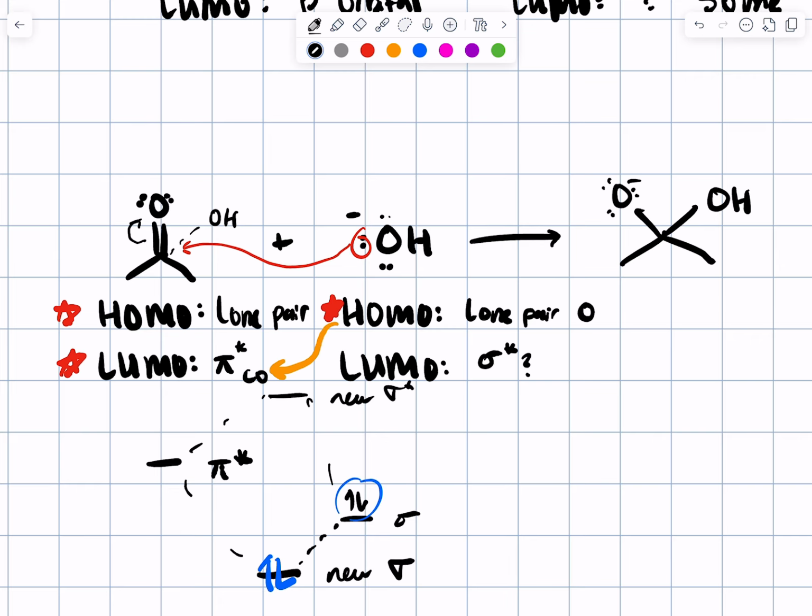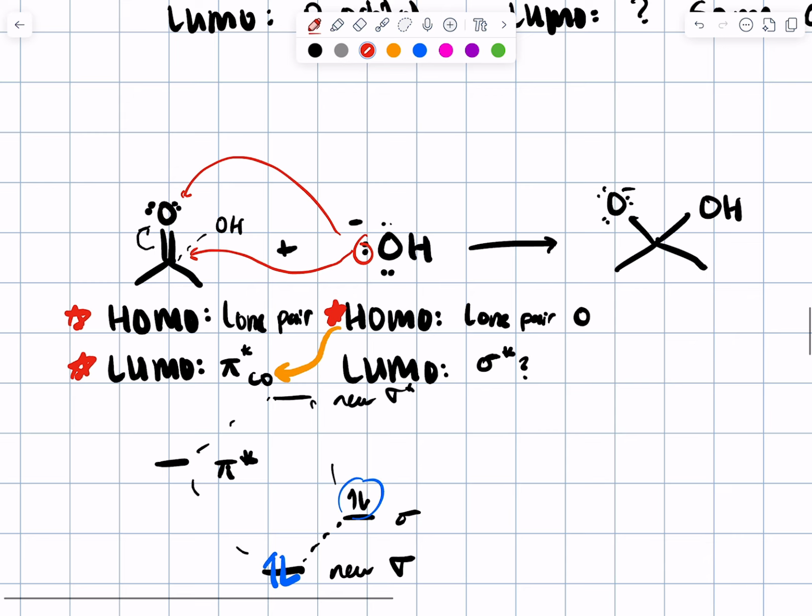Now, the question that I also want to address along with that is, why did it attack the carbon rather than coming up and attacking the oxygen up there? Because pi star orbitals are on both sides. It could have attacked either of those atoms. So what's going on here?